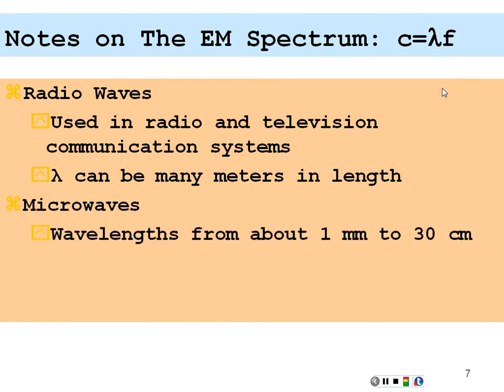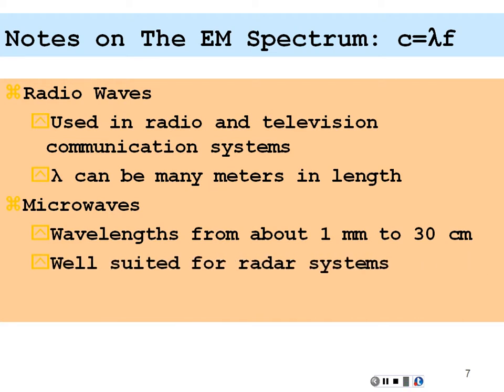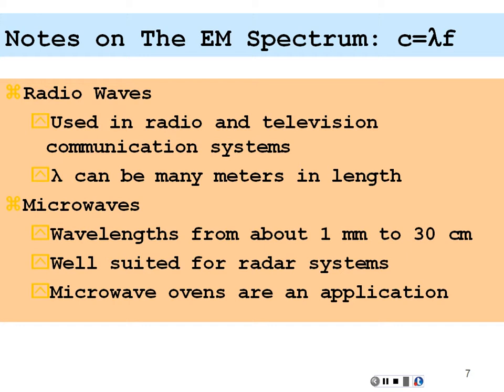Microwaves have wavelengths of about 1 millimeter to 30 centimeters, which involves the excitation range for water, so that's why it works so well in heating up water. Well suited for radar systems. Microwave ovens and radar ranges are applications.